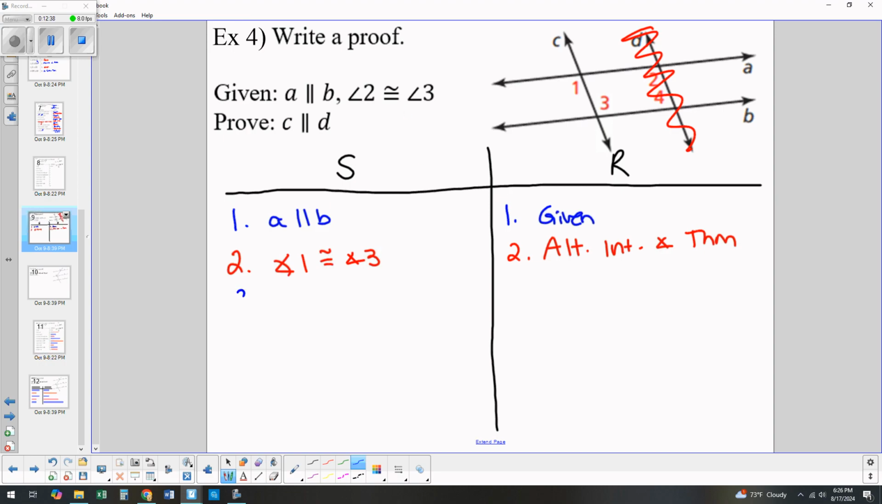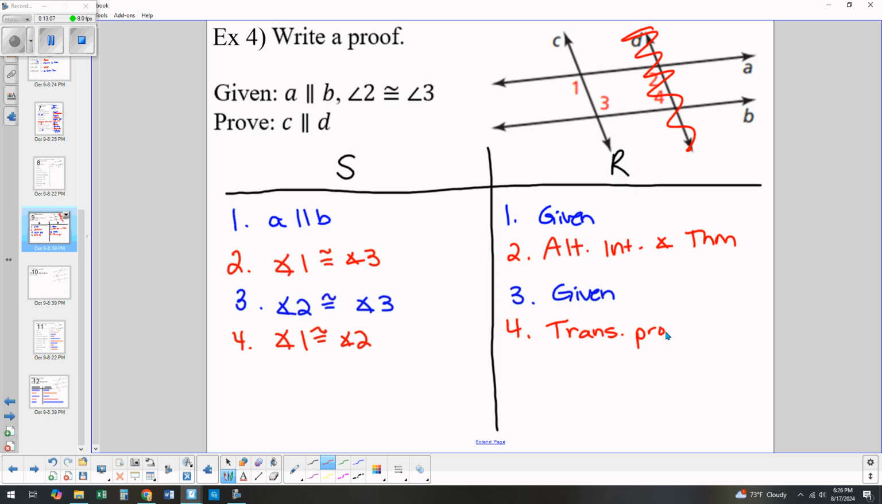I'm going to now throw my other given in. And if I look at what I've written in my proof now, I have two different lines and both of them contain angle 3 in them. So I can actually link together 1 and 2 by the fact that they have angle 3 in common. So we can go to say angle 1 is congruent to angle 2 by the transitive property. If you want to go wild and call it the transitive property of congruence, that's fine.